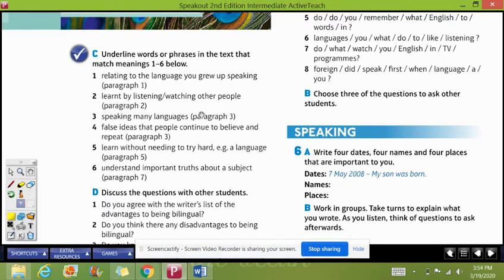Like I mentioned before, in order to answer the different questions, you have to go back to your reading, and the really cool part here is that each question tells you where to find the answer. For example, number 1, relating to the language you grew up speaking, paragraph 1. Where it says paragraph 1, that's where you can go ahead and look for the answer.